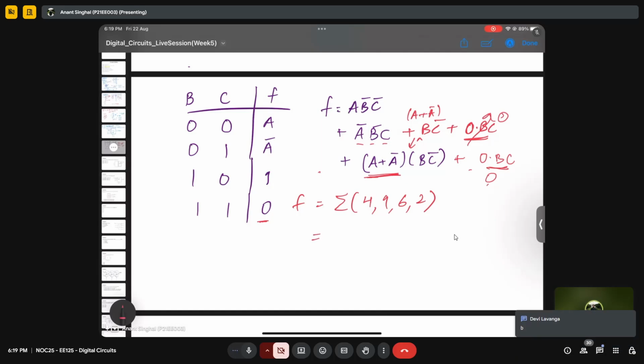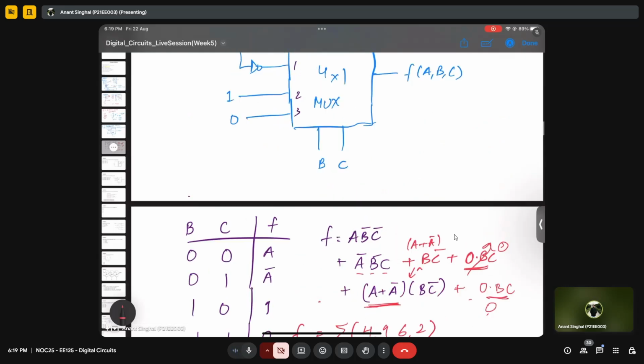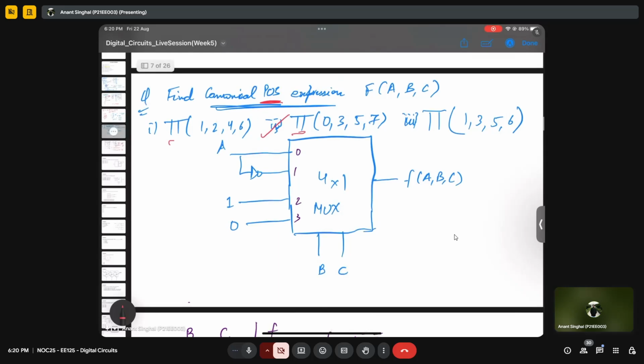So as the question asked the POS form, all the remaining bits, that is 0, 1, 2, 3, 4, 5, 6, 7 as applicable, will be there. So this will be the canonical POS form, which is option 2. So option 2 is the right answer.